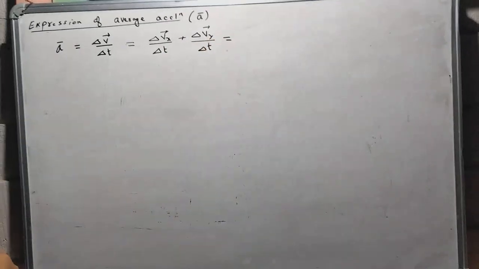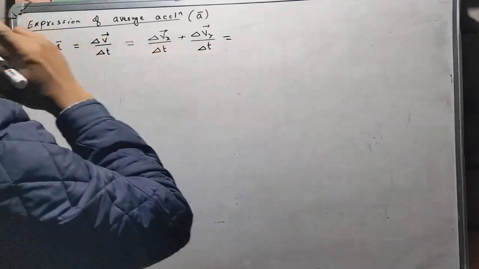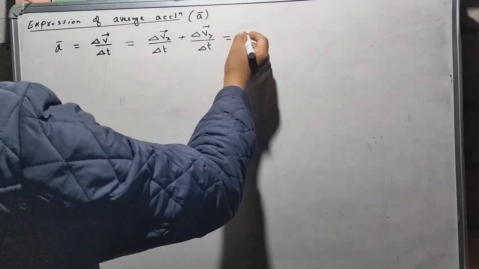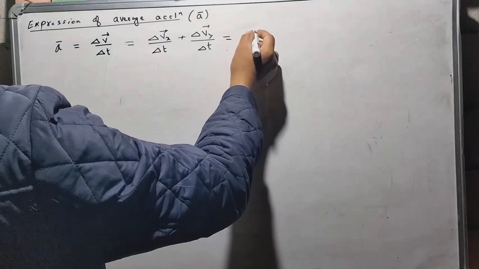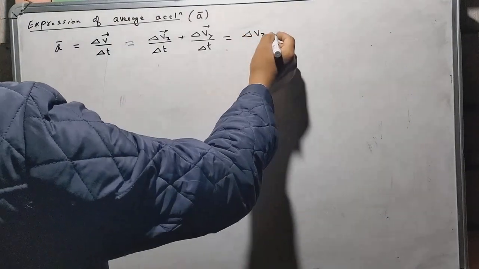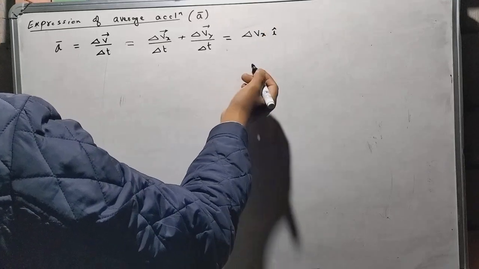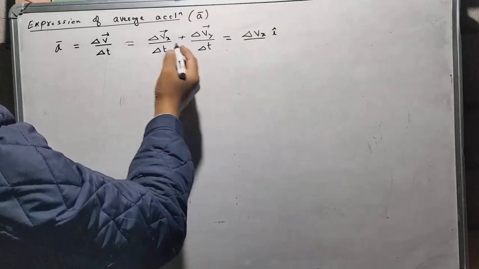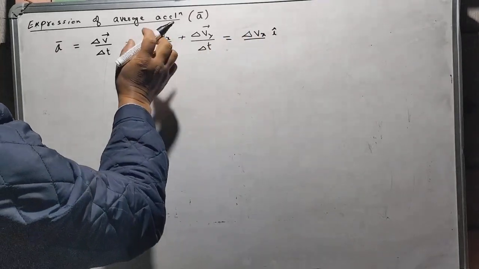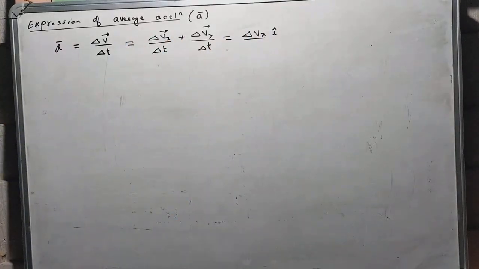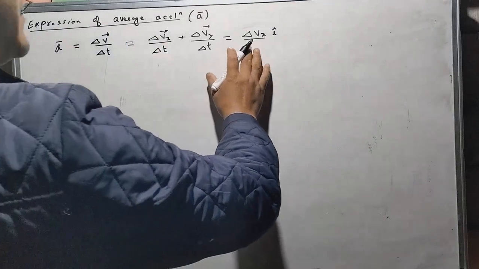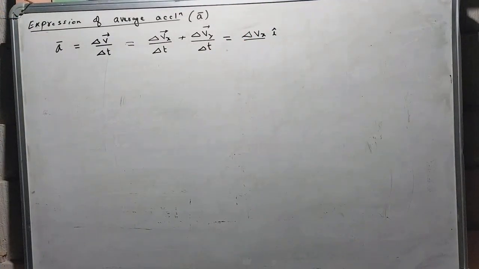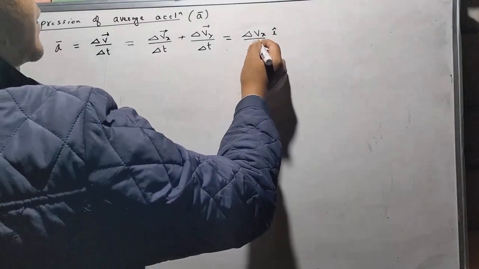Or we can write this as equal to delta Vx times i cap. Can we do this? Yes, because this is just magnitude, this is the direction. So when you write arrow, it means you already take into account both magnitude and direction. But when you split magnitude and direction separately, then you have to write i cap and j cap. Okay, so this is in this.